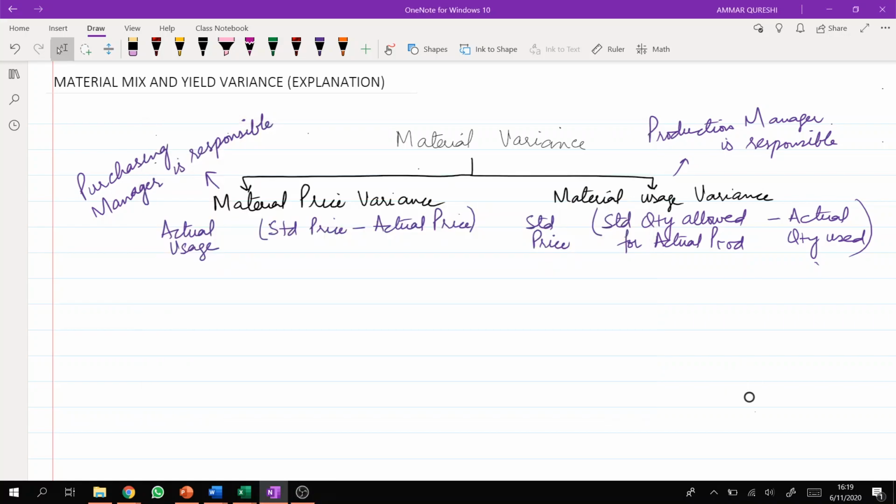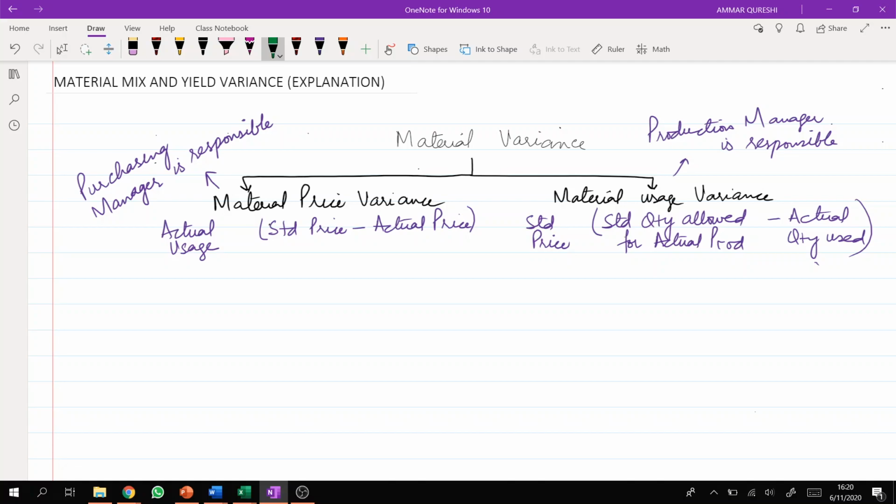Hello everyone. We are going to start with another lecture of performance management, and in this lecture we are going to deal with the concept of variance analysis. We are going to start with variance analysis today. First of all, we are going to discuss mix variance, a material mix variance and material yield variance.